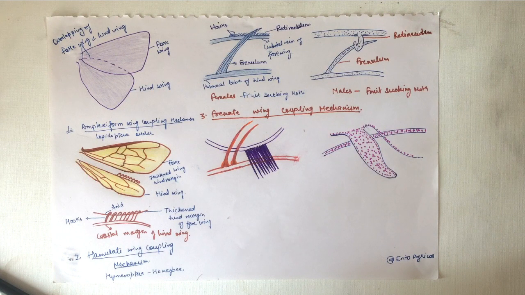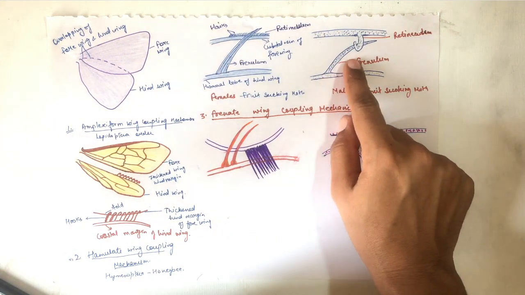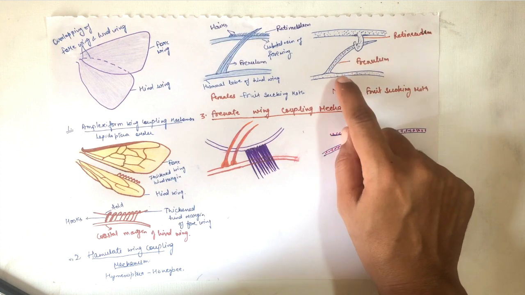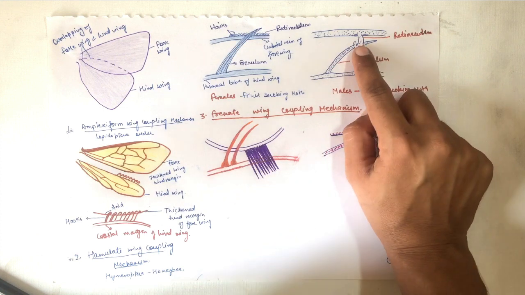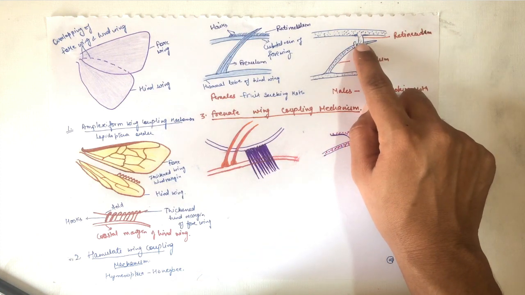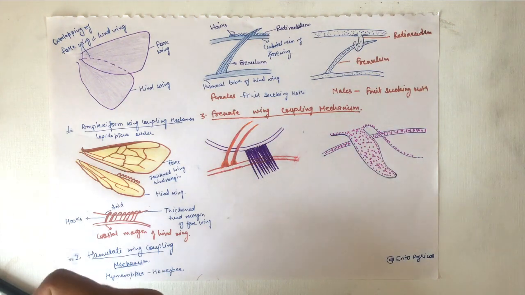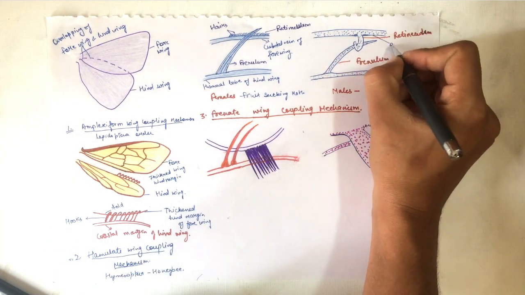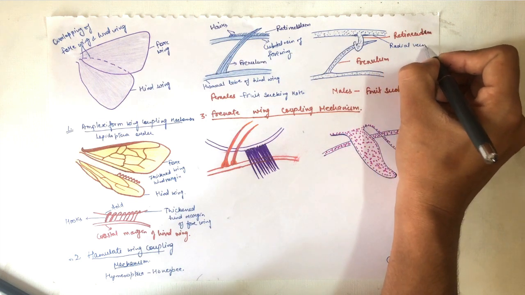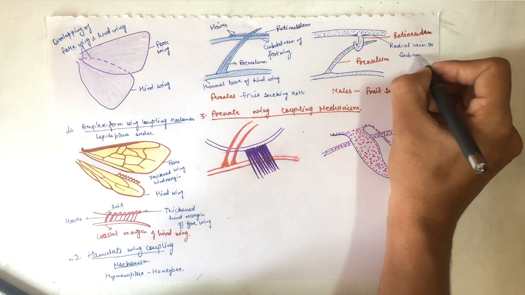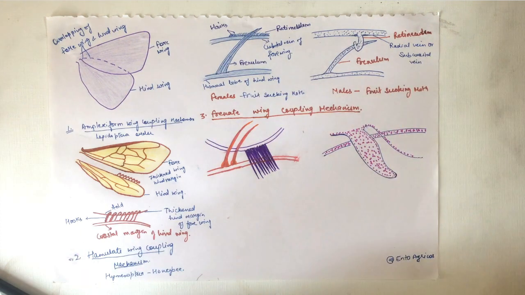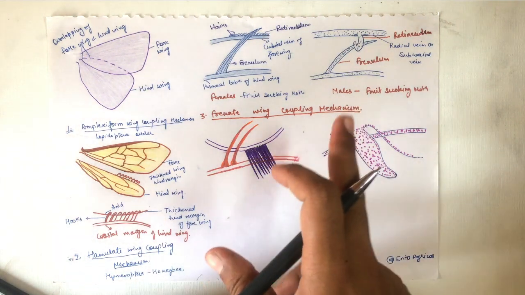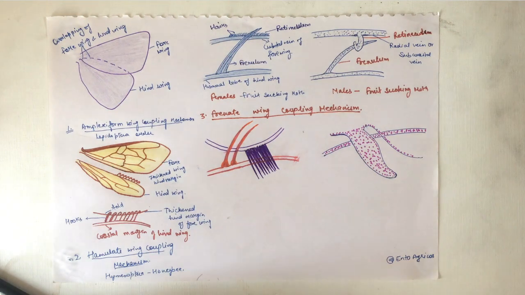So you can see over here this long bristle, that is frenulum, with a single stout downwardly curved spine. So this is provided with the downwardly curved spine of retinaculum on the underside of the radial vein or the subcostal vein. So this is the major difference between the male and the female fruit sucking moths.